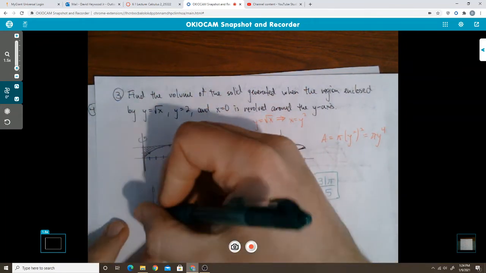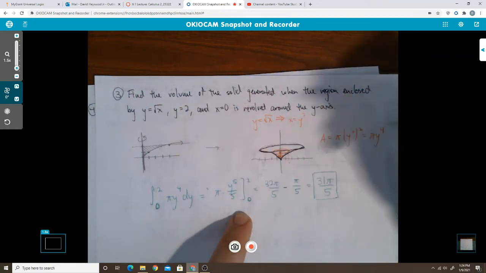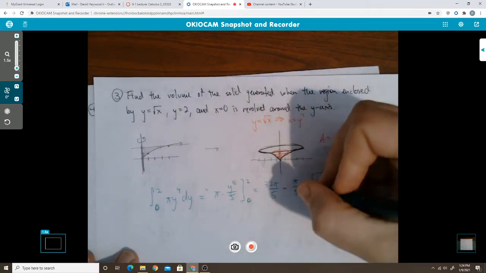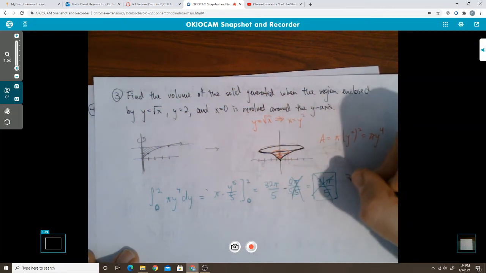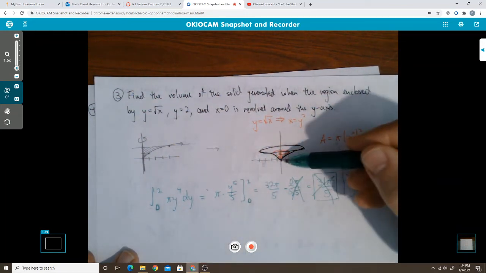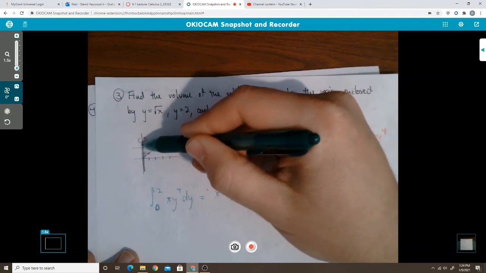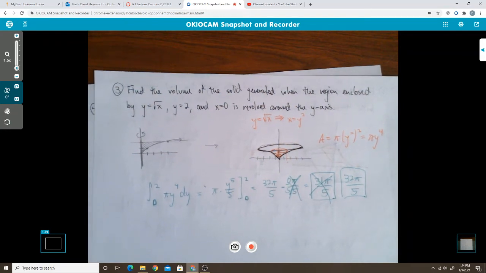Oh, except that I should be integrating from 0 to 2, right? Why did I say 1? It should be 0. If I plug in 0, of course, that's just 0 over 5. So I should actually just get 32 pi over 5. My apologies. I'm not sure why I said I was integrating from 1 to 2. I'm integrating from 0 to 2. I think I said that, and then I wrote down 1 for some reason. Anyway, so that's that one.